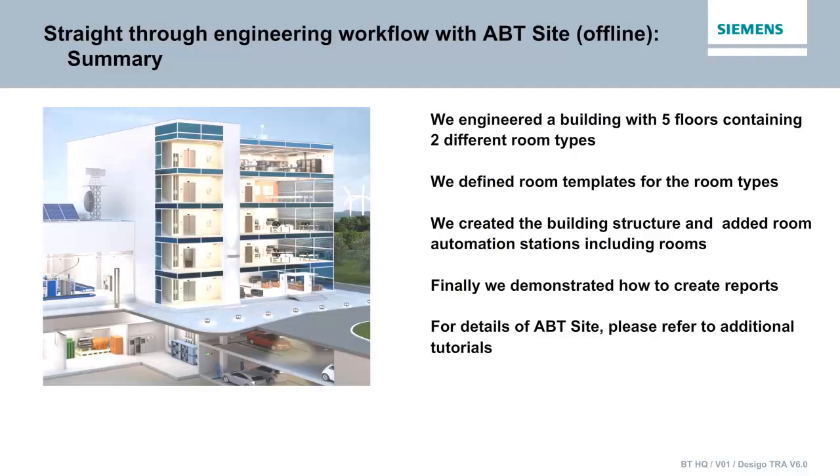In this tutorial, we have demonstrated how to engineer a building with 5 floors, containing 2 different room types. We have defined room templates for the room types. We have set up the building structure and added room automation stations including rooms. Finally, we have demonstrated how to create reports. For more details of ABT Site, please refer to additional tutorials.